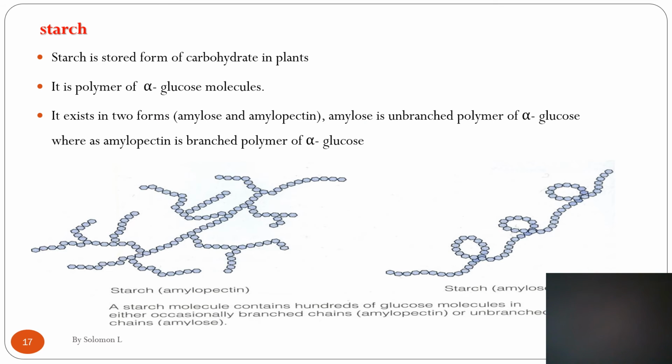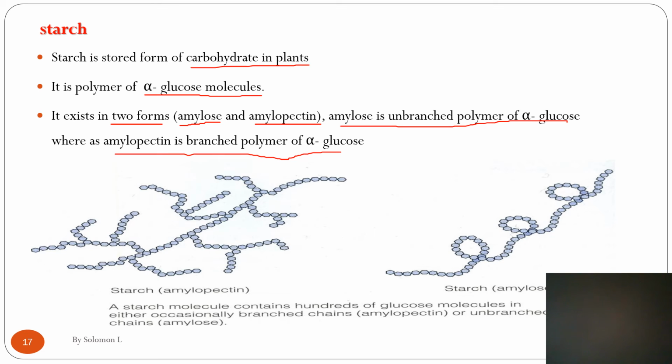Starch is a polysaccharide which is the stored form of carbohydrate in plants. Starch is found in plants in the stored form. It is a polymer of alpha glucose molecules, meaning all the monosaccharides that make starch are alpha glucose molecules. It exists in two forms. Either it is found in the amylose form, or it is found in the amylopectin form. Amylose is an unbranched polymer of alpha glucose molecules, whereas amylopectin is a branched polymer of alpha glucose molecules.